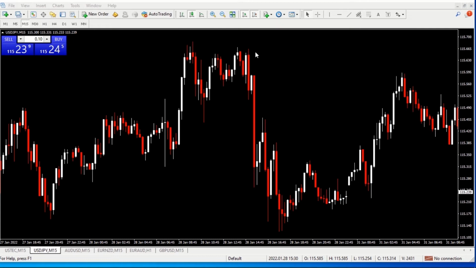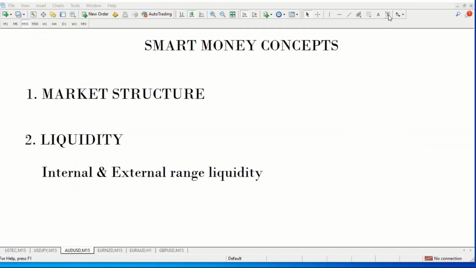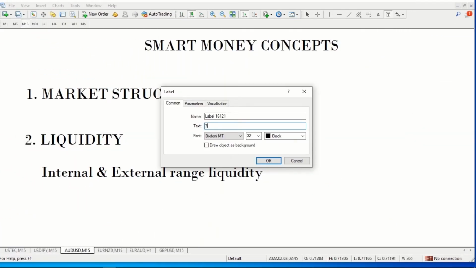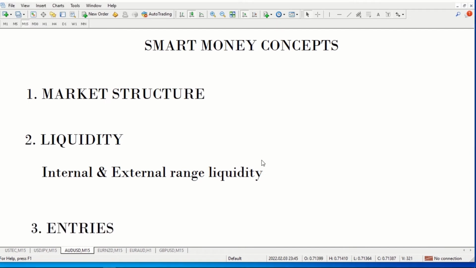So let's get to our third smart money concept, which has to do with entries. So we have our entries here. That is our final smart money concept.